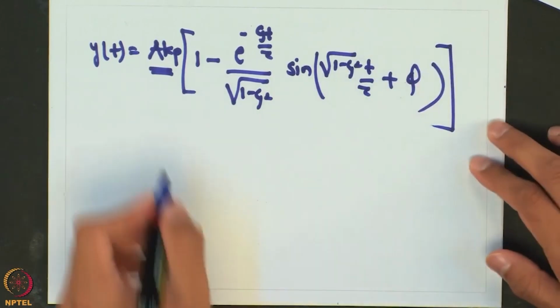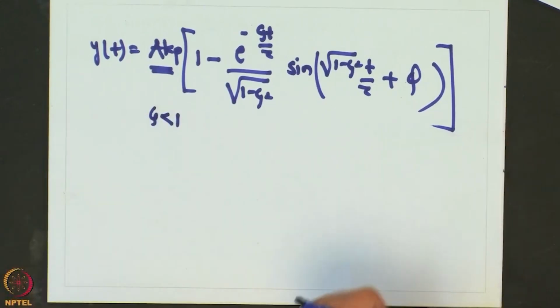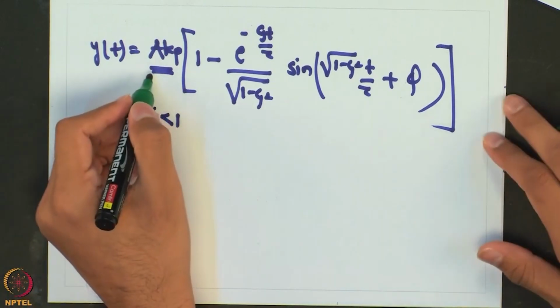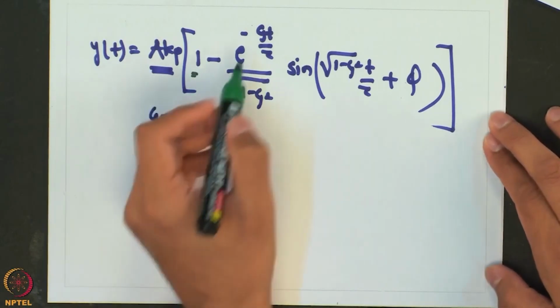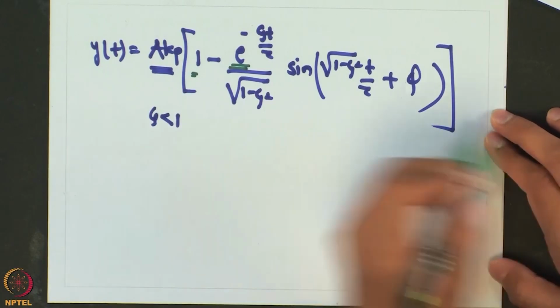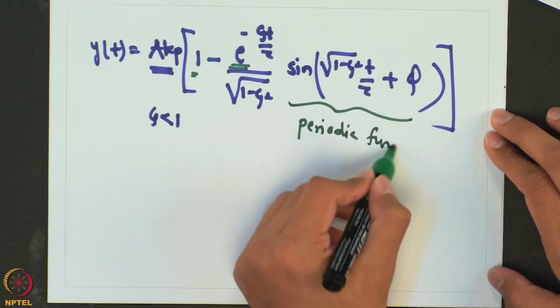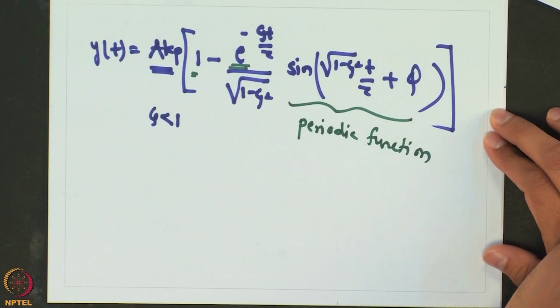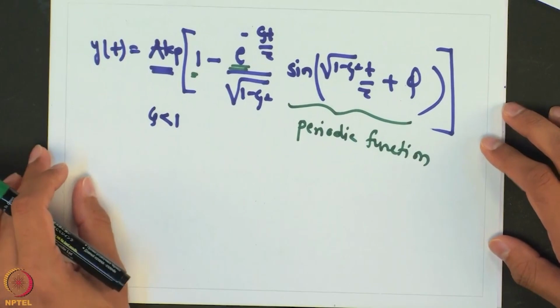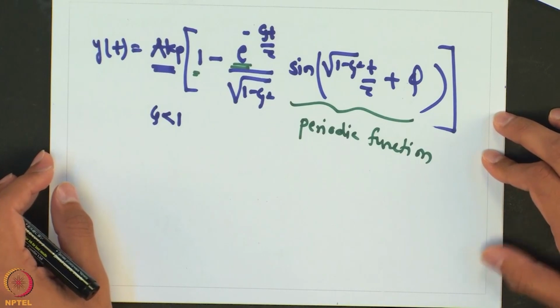So, this is the response of the second order system when zeta is less than 1 for a unit step change. Here you can see that we have the ultimate value, which is AKP, a constant, and an exponential decaying function. But what makes this response interesting is the presence of a periodic function, a sinusoid. So, we are going to have oscillations inside this system. That is essentially a characteristic of a second order or even higher order system, which was not at all present in a first order system.